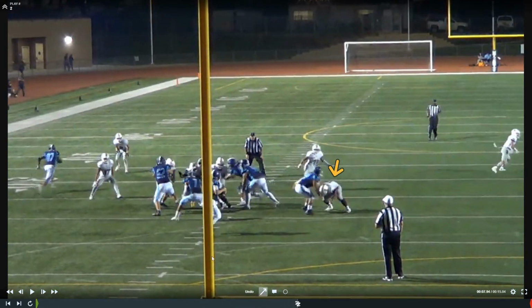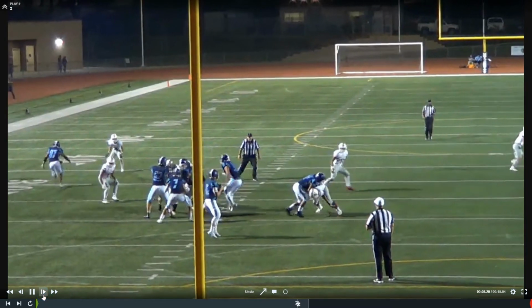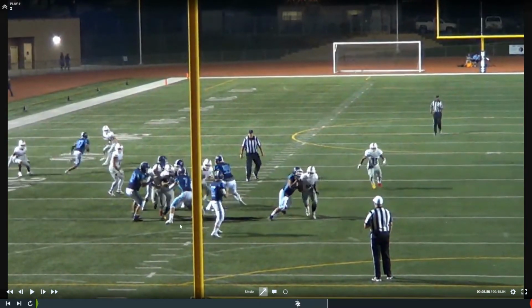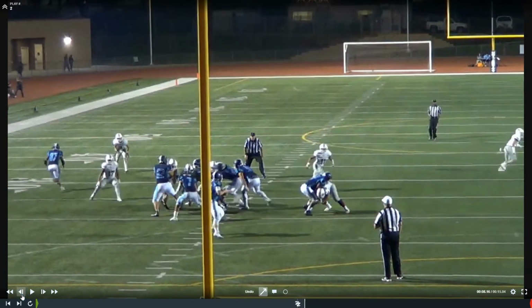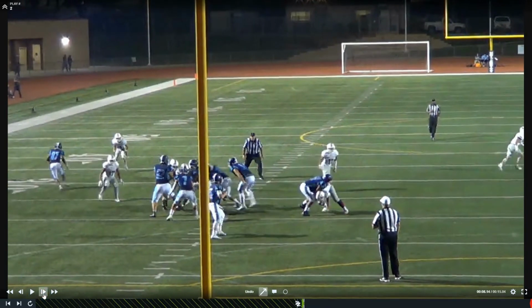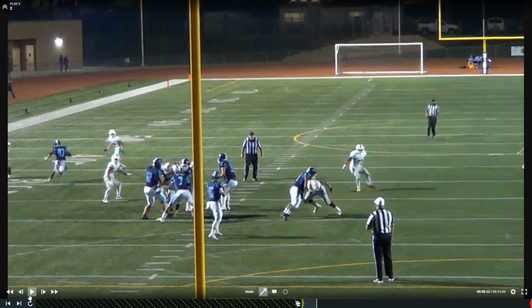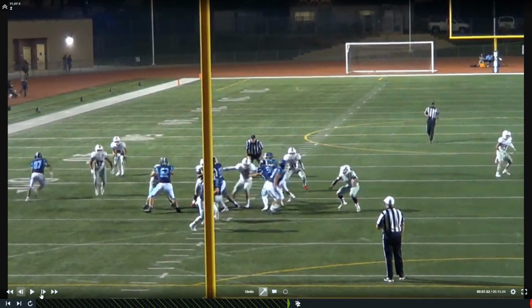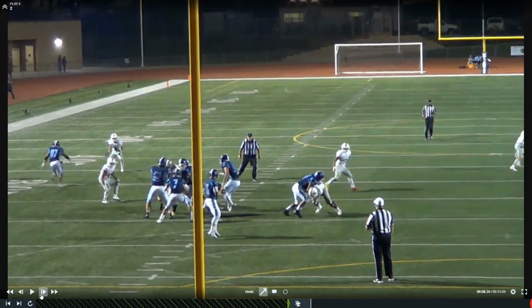Now, we don't judge the effectiveness of the block. We judge whether the contact is legal. And this, the defender is going low, obviously. The offensive lineman is protecting himself with his hands, and he's able to push the guy away. But the defender made contact, right? So that is, by rule, an illegal block.